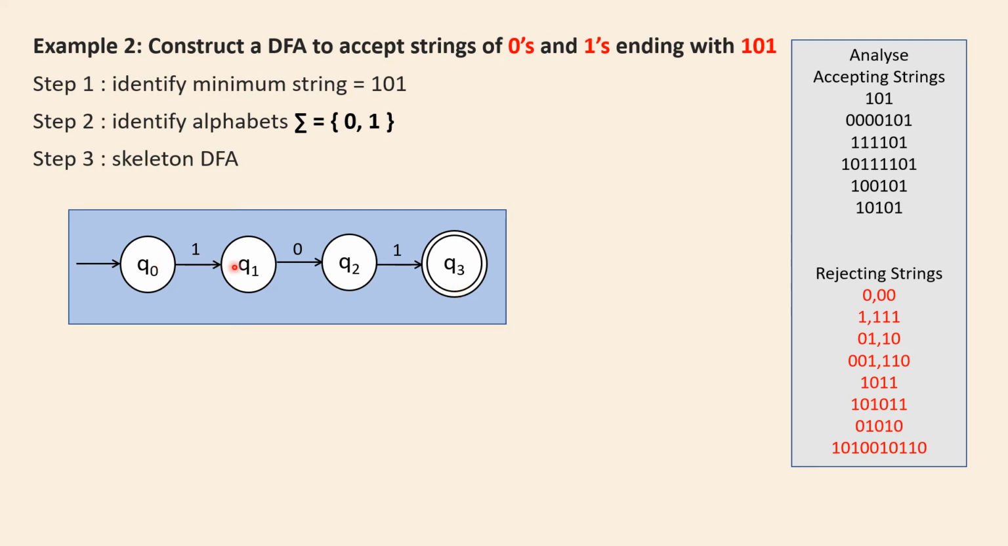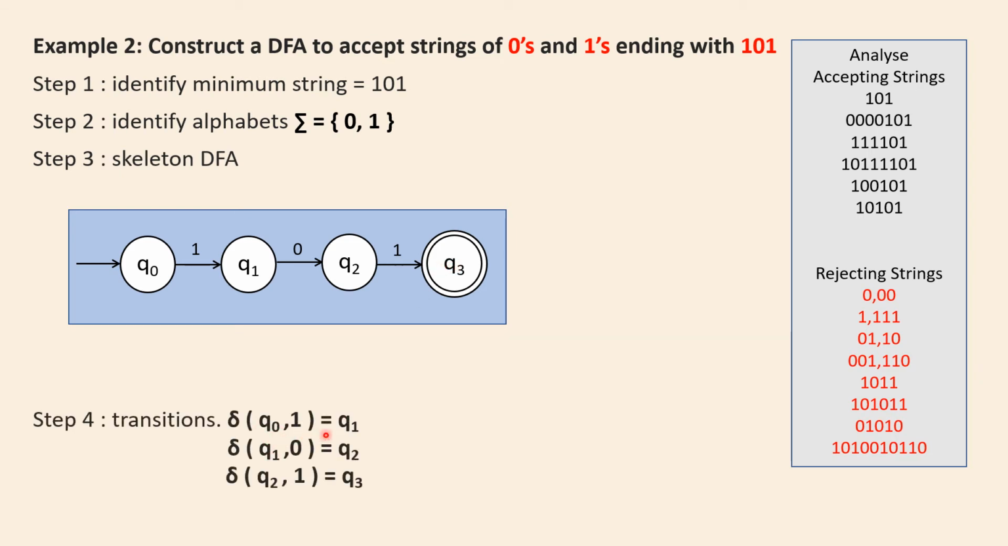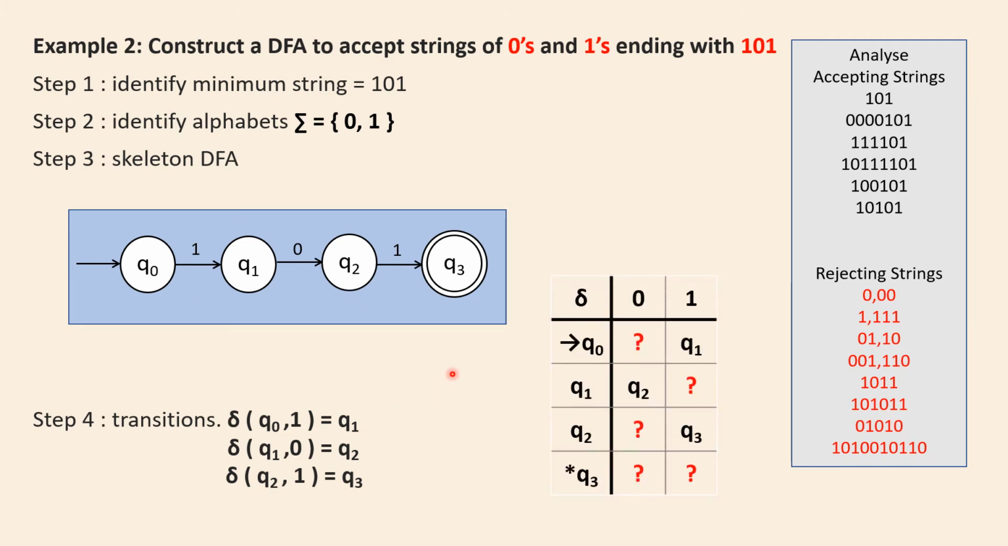So here we can see 1, 0, 1 is being accepted. These are the transitions we have: Q0 on input 1 goes to Q1, Q1 on input 0 goes to Q2 and Q2 on input 1 goes to Q3. This is the transition table. Q0 on 1 goes to Q1, Q1 on 0 goes to Q2 and Q2 on 1 goes to Q3. The rest of the cells are left empty as we are supposed to still construct the complete DFA and understand what are the transitions.